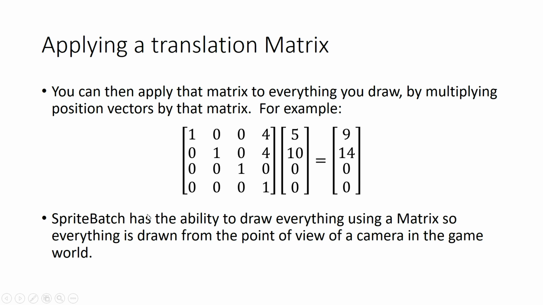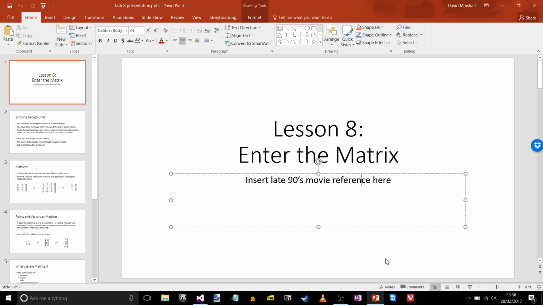Also, Sprite Batch has the ability to draw everything using a matrix. So you can just pass in one matrix and then suddenly everything in the entire game gets drawn with this offset, exactly like you'd expect from a camera. So let's go ahead and do that.